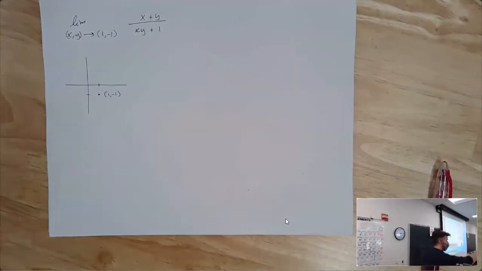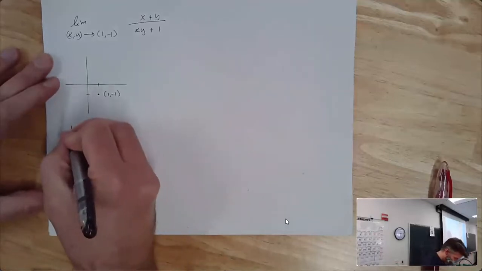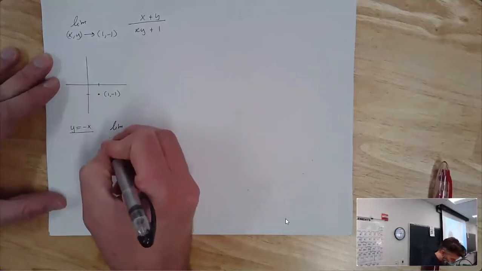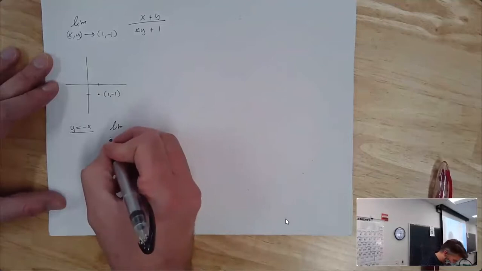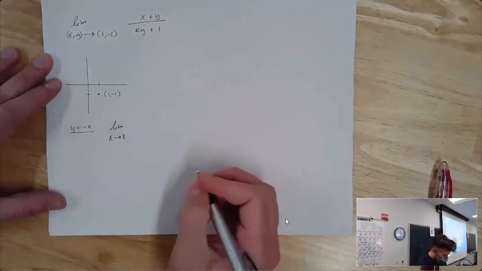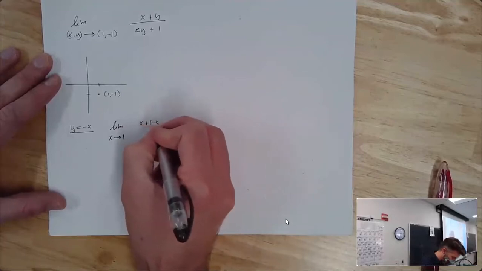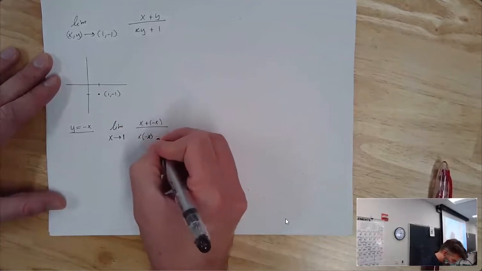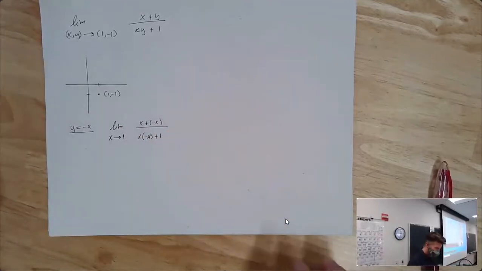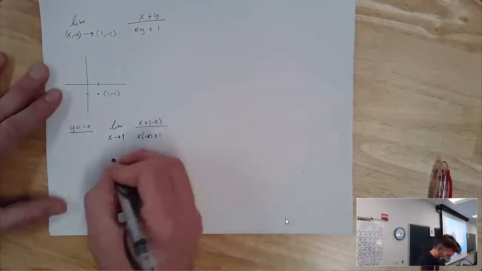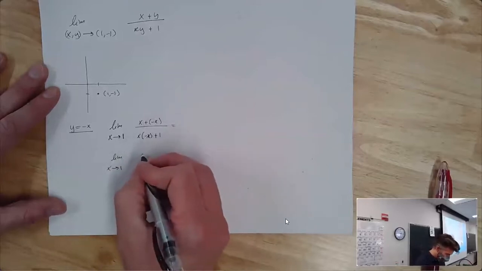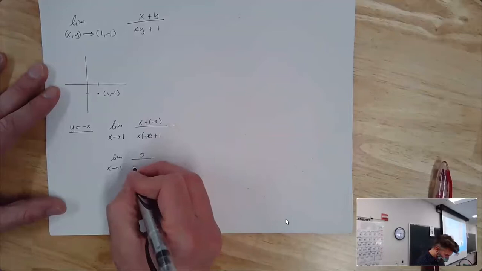What's a line or an equation? Excellent, Joyce. y equals -x. There is a good path. It goes to that point. So I'm going to replace y with -x. So I'm going to get the limit as x approaches 1 of x plus -x over x times -x plus 1. Okay, so let's see here. That's going to be the limit as x approaches 1 of x plus negative x, which is 0, over negative x squared plus 1.